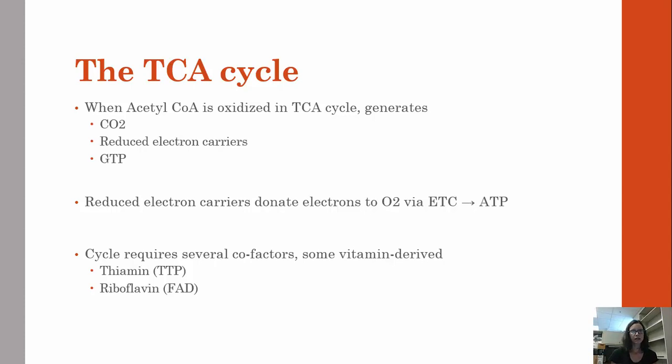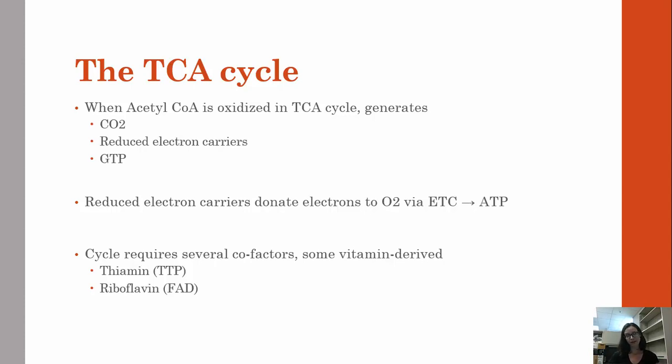Okay, so the TCA cycle. Again, we have the common substrate of acetyl-CoA, and when it's oxidized in the TCA cycle, it generates carbon dioxide, reduced electron carriers, so remember, that's the NADH and the FADH2, and GTP. Now, when you see GTP, don't be afraid. If you don't know what that is, in some graphs it even shows it as just ATP because it's energetically equivalent. However, it's in the step from succinyl-CoA, catalyzed by succinyl-CoA synthase.